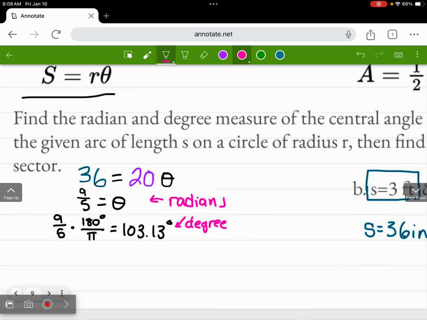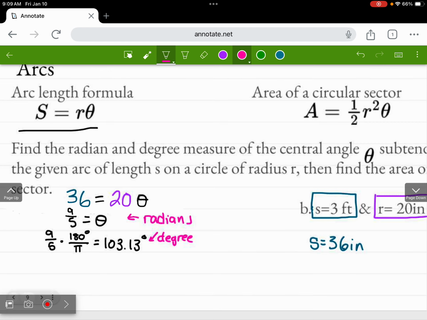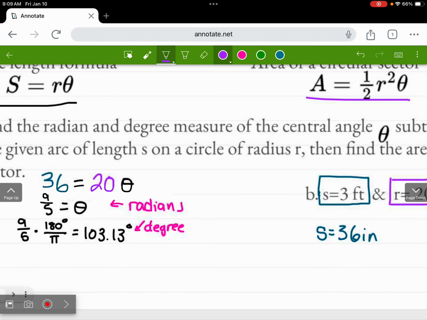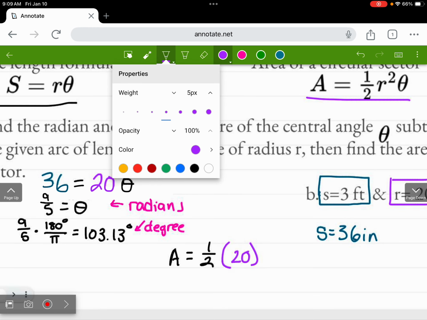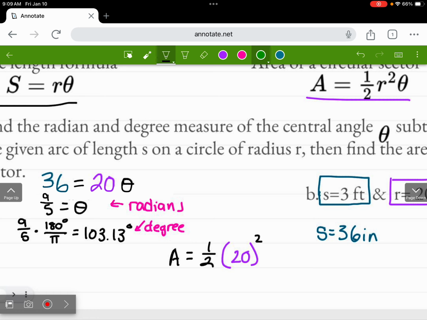The next thing we're asked for is the area of that sector. So we're going to find our area using the area formula, this guy over here. So our area is 1/2 times that radius squared times our theta. What's up?